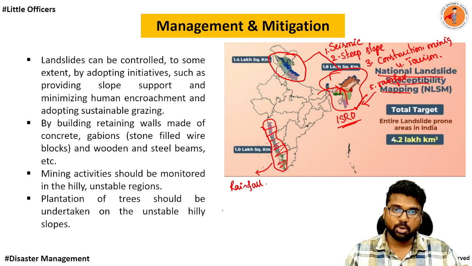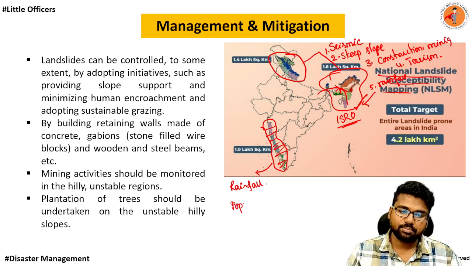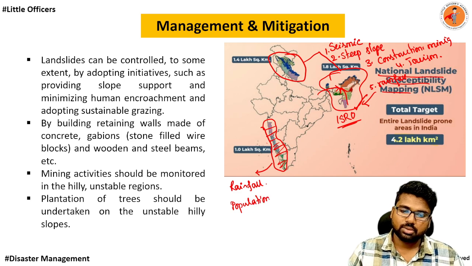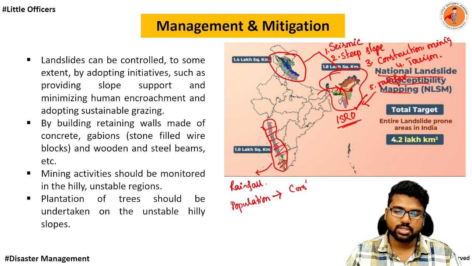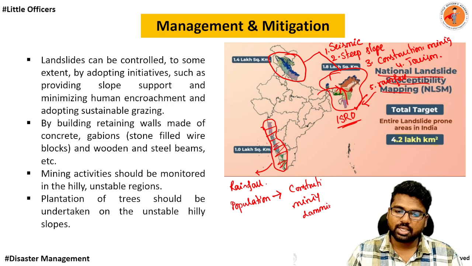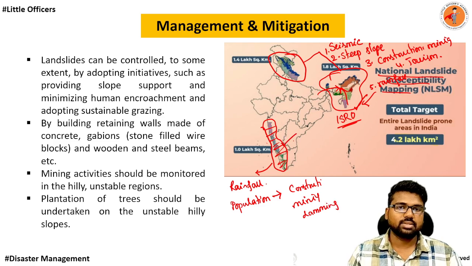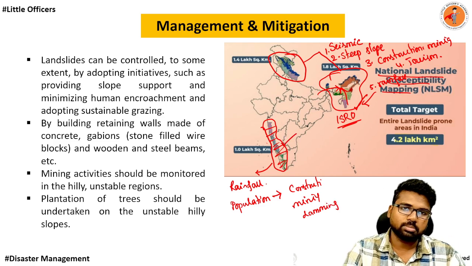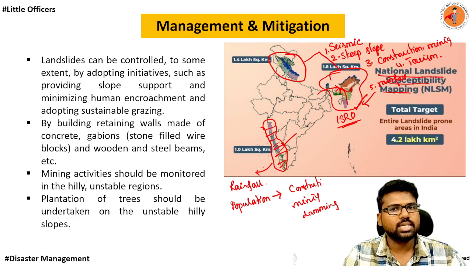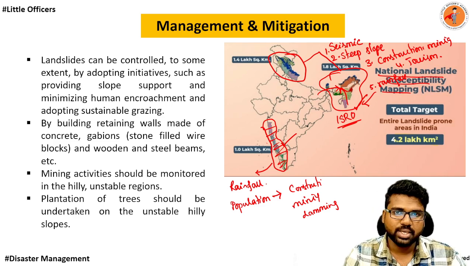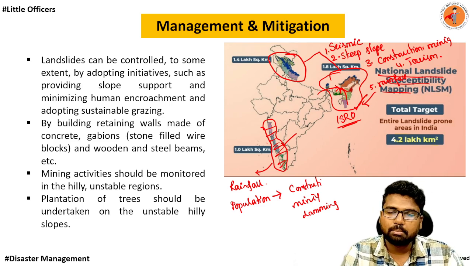Plus population density is high, so a huge population. Whenever you have a huge population, there will be urbanization and huge constructional activities and mining, damming, etc. So these are some of the other reasons why the frequency of landslides is increasing here. So region specific examples can also be given. Now, how are they managed or mitigated?